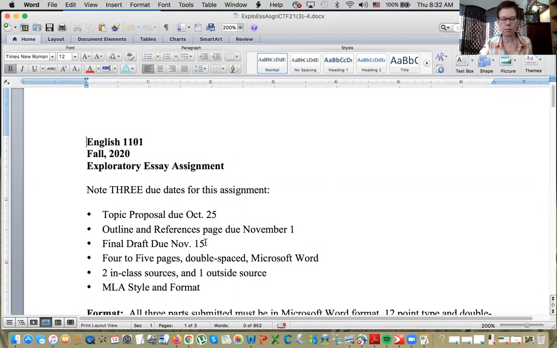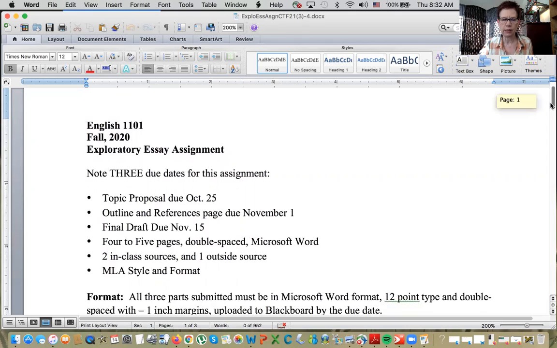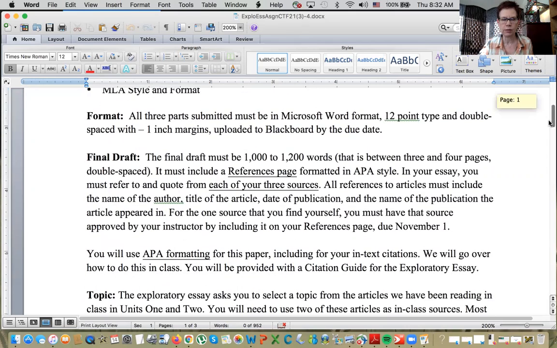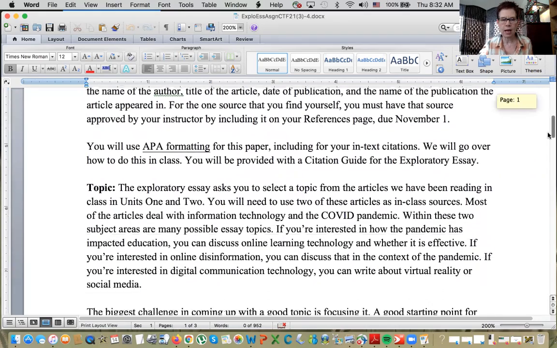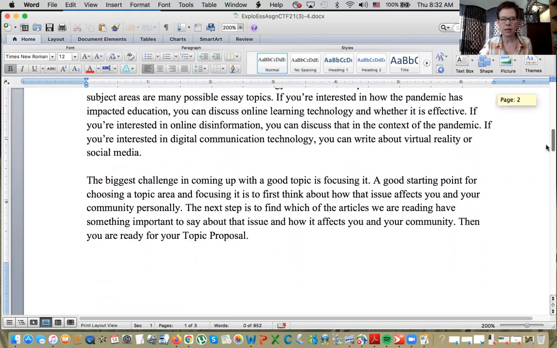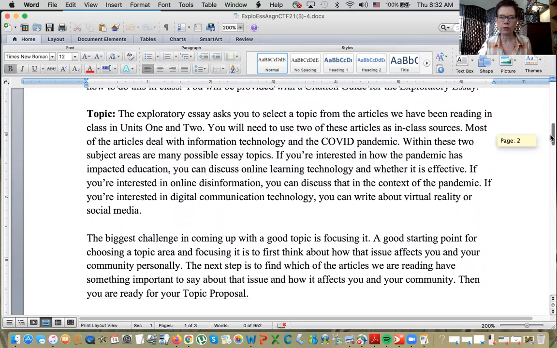If you want more information about the exploratory essay, probably the best thing to do is to read the assignment sheet really carefully, and I am going to go over it in more detail in the next class video. For now, as we are going through the materials in class, think about what you want to write about. In terms of the topic, the subject that you want to write about is the first thing that you're going to need to have decided.